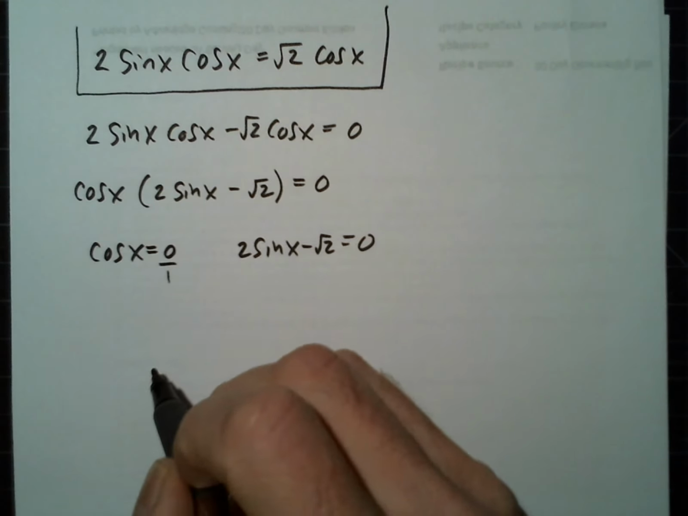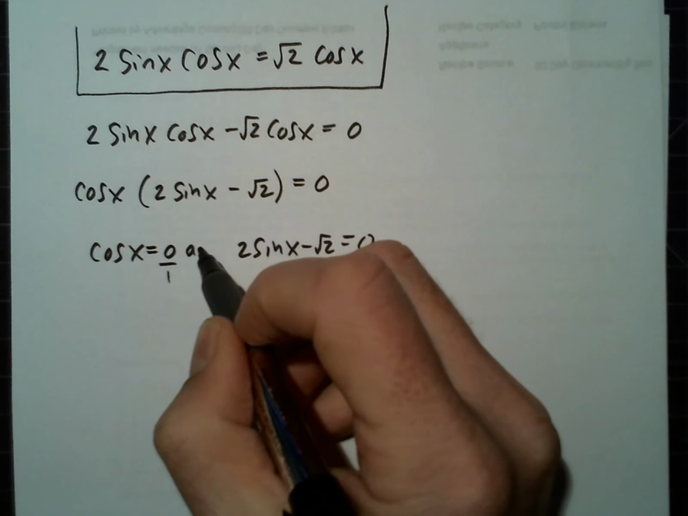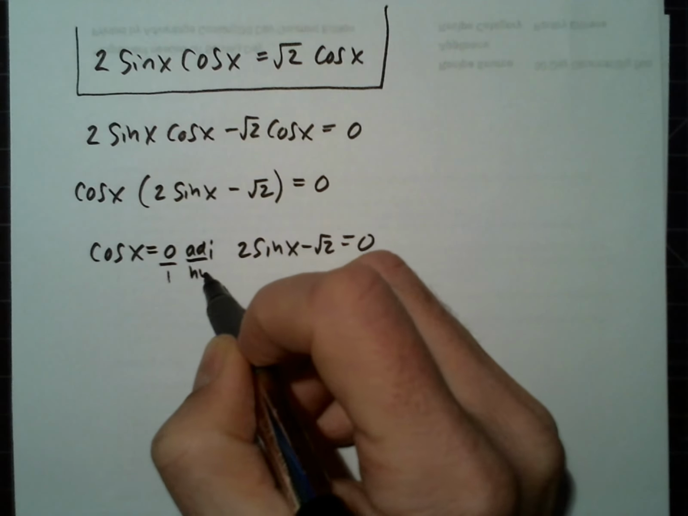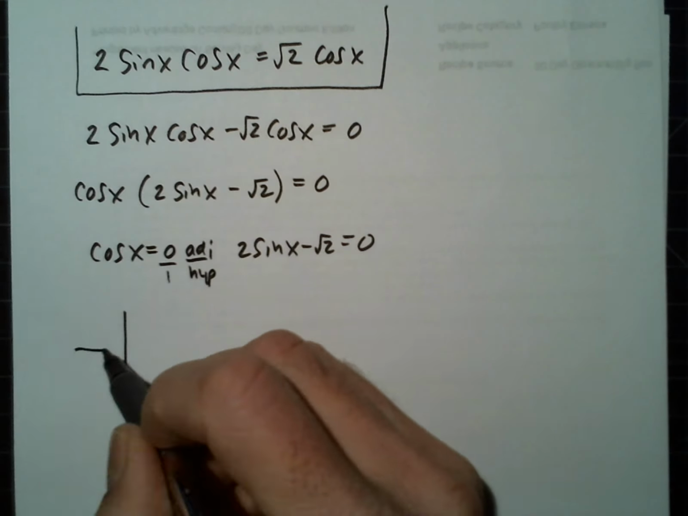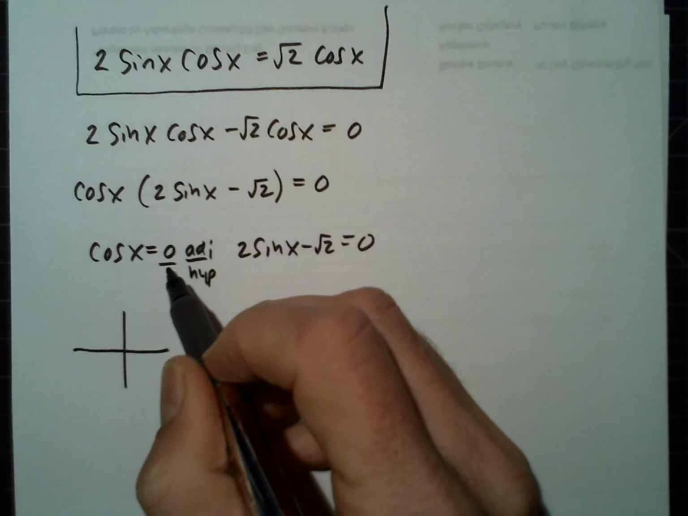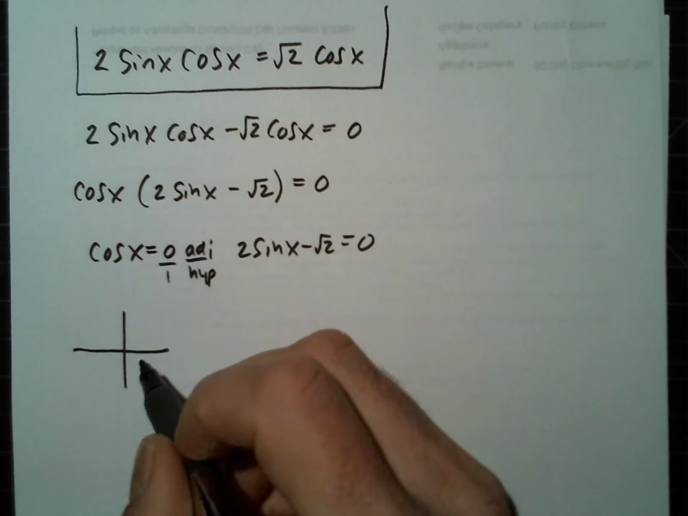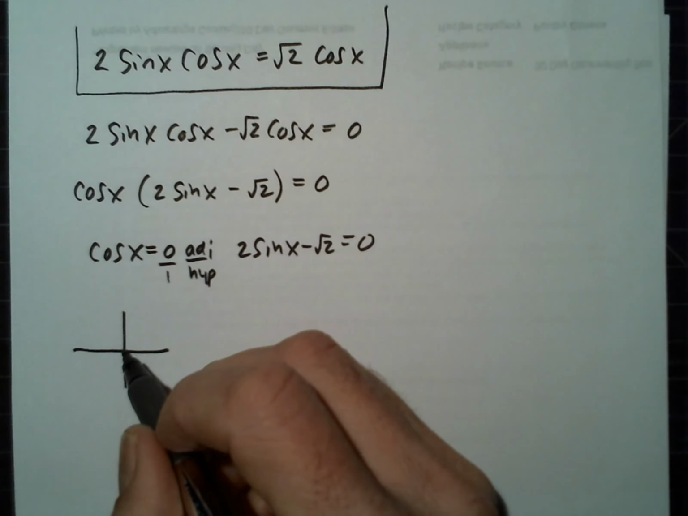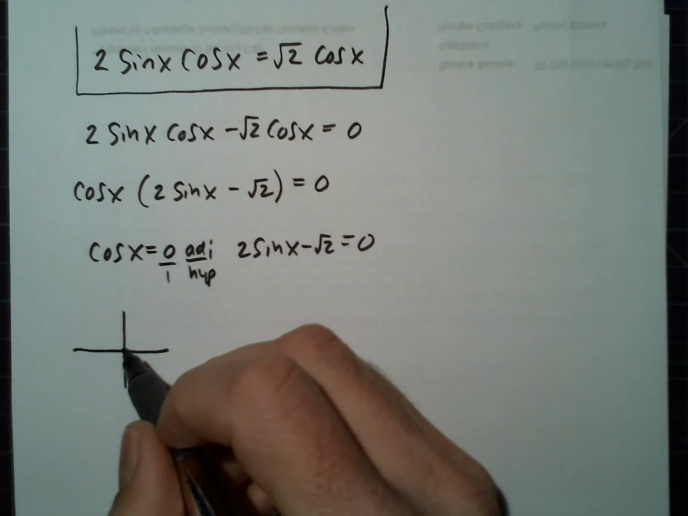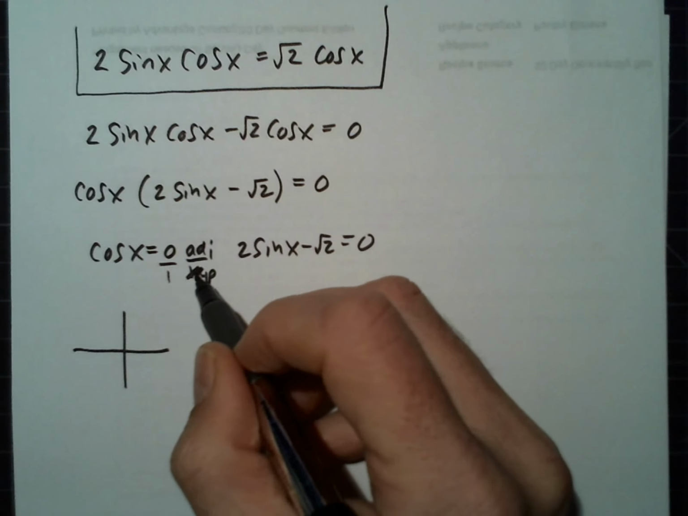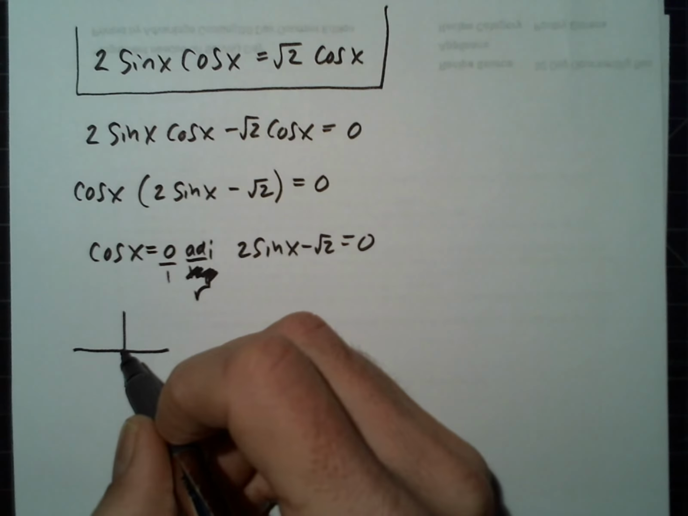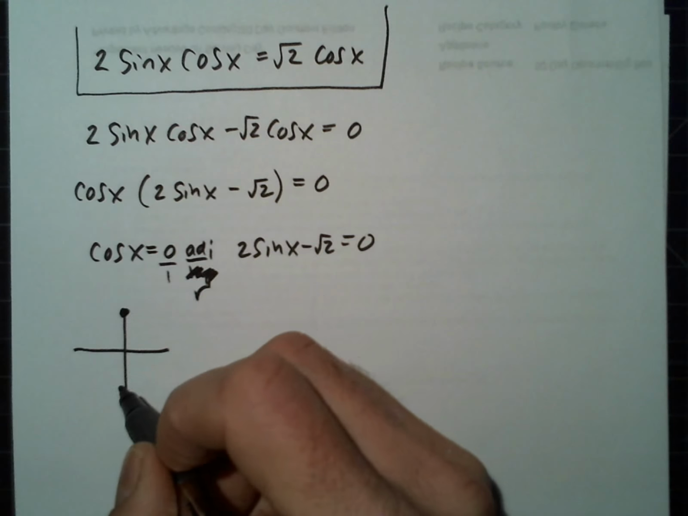This is adjacent over hypotenuse. The adjacent is 0 and the hypotenuse is 1. Well, if the adjacent is 0, we're there, and the hypotenuse, we shouldn't call it a hypotenuse. We should call it the radius. The radius is 1, so we could be there or there.